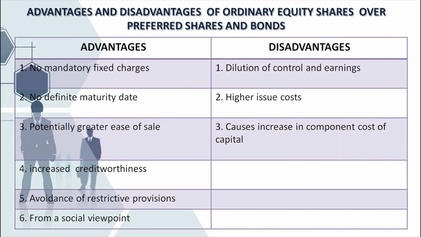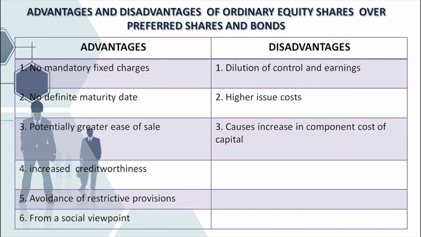Next, the second advantage is no definite maturity date. Unlike debt, ordinary equity share is a permanent source of long-term financing. Hence, the lack of maturity eliminates future repayment obligation. The third is potentially greater ease of sale. Ordinary equity share may be easier to sell than debt or preferred share, particularly when the firm has a rights offering or more than an optimal amount of debt in its capital structure.